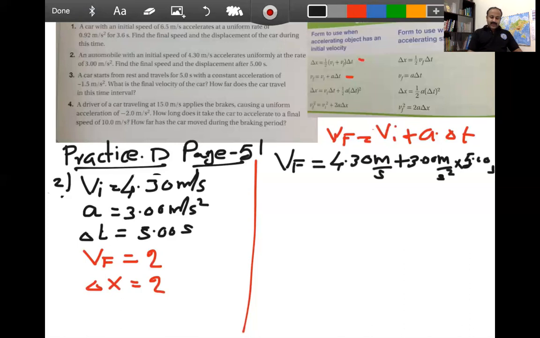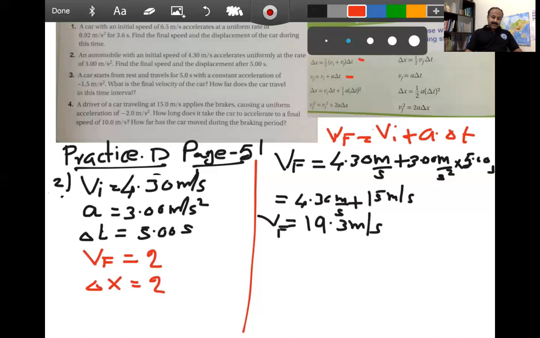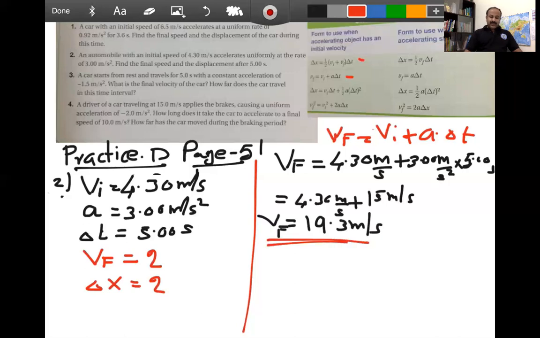So this is going to be 4.30 meter per second plus 3 times 5 is 15. Okay, meter per second square times second is meter per second. So 15 meter per second. So your Vf is 15 plus 4.3 is 19.3 meter per second. So this is your Vf. Okay. And next, we have to find out delta x.